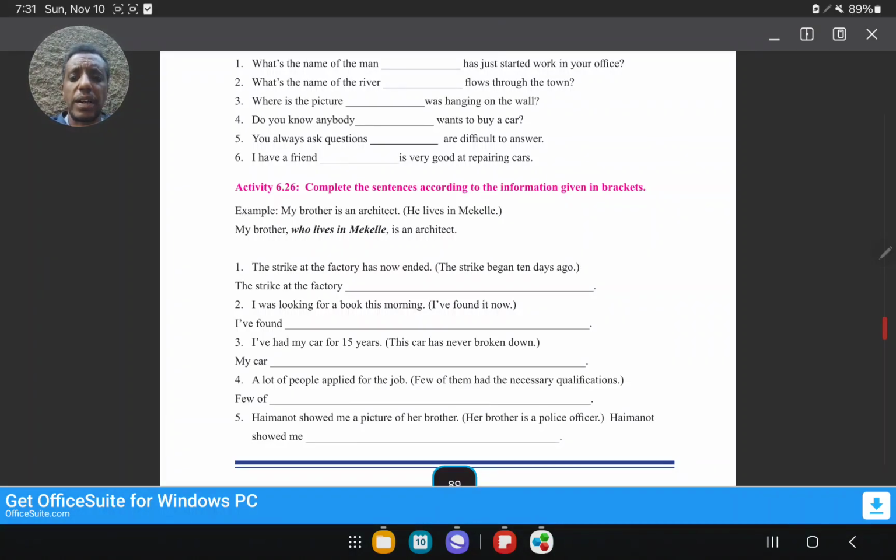So the strike at the factory which began 10 days ago. The strike in... okay, you can avoid this one. You can avoid, so which, okay? Which, that's the right answer. Number 2, I was looking for a book this morning. I have found it now. The book which I have found now. That is the right answer, yes?